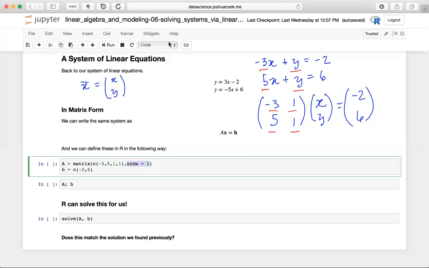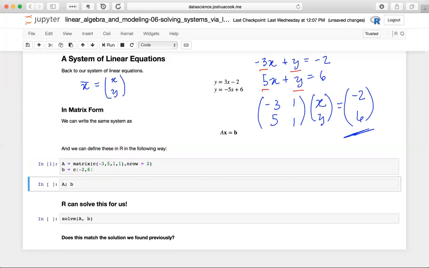Okay, so we're going to take this and rewrite it. We're going to put this into R right now, so we're doing that down here. We've got A is equal to a matrix, and we're passing it a vector of the values negative 3, 5, and 1, and then we're saying that there are 2 rows in this matrix. And then we're saying that B is this solution vector over here. B is negative 2, 6.